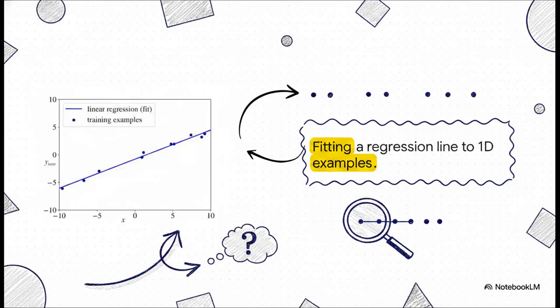Okay, let's visually ground this using good old linear regression. Imagine you've got a bunch of one-dimensional training examples scattered around. Our goal is super simple. We just want to draw a regression line that gets as close to all those training data points as humanly possible. That way, we can actually predict new data down the road.